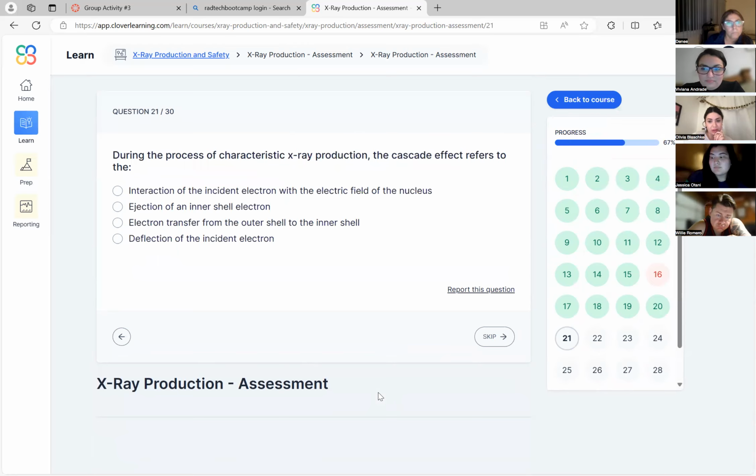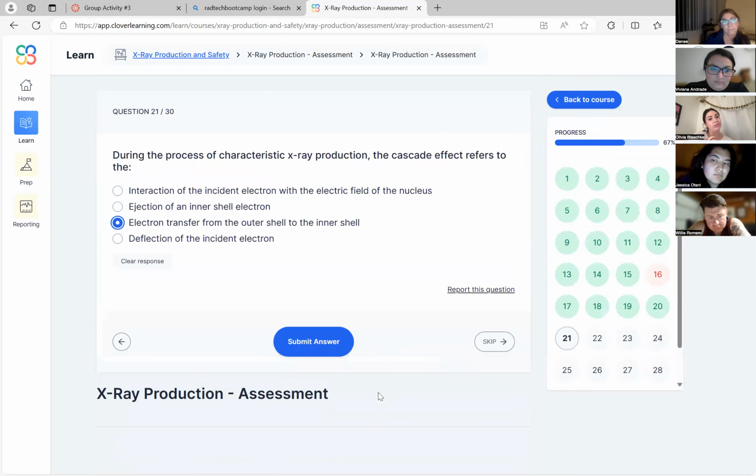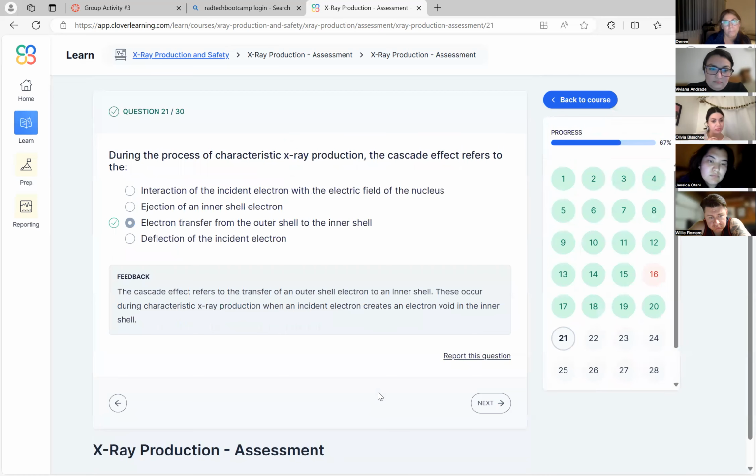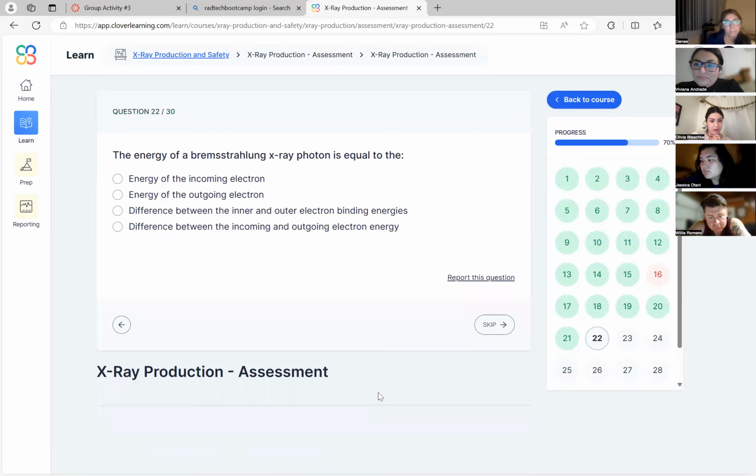And now it's Danae. During the process of characteristic X-ray production, the cascade effect refers to the, this is the electron transfer from the outer shell to the inner shell. Okay.